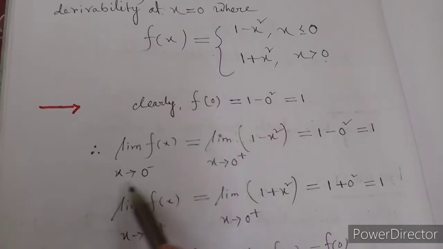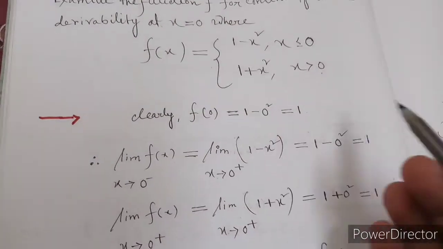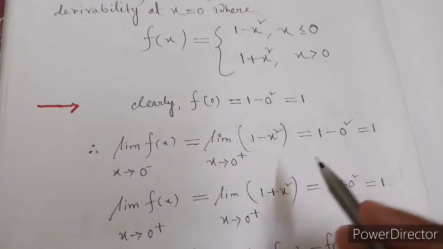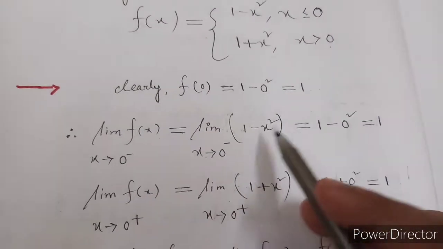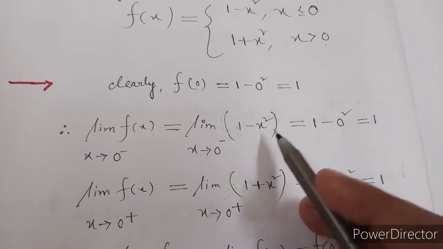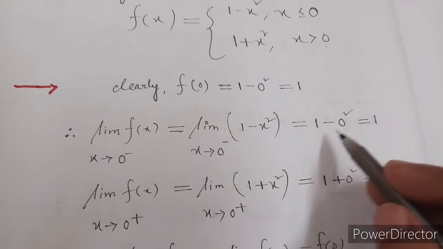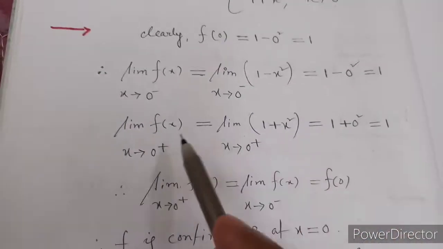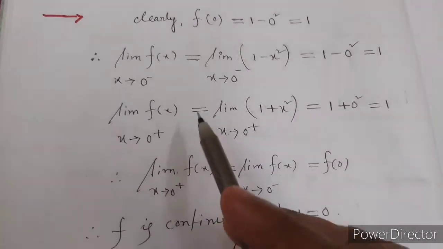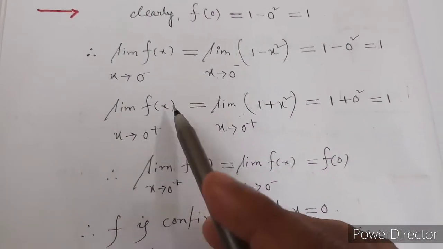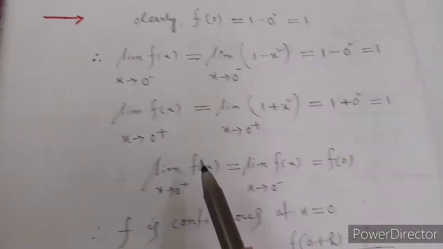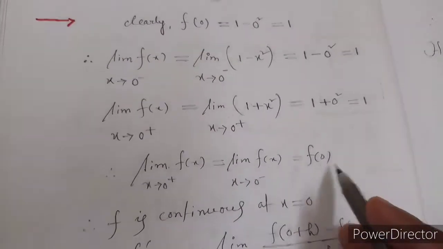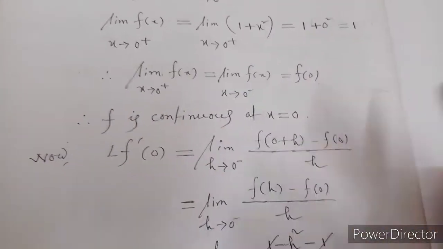Now the limit as x tends to 0 minus of f(x), that means the left hand limit, should be the limit as x tends to 0 minus of 1 minus x square. So put x equal to 0 here, so 1 minus 0 square equal to 1. So the left hand limit at x equal to 0 of f(x) should be 1. Got it? So right hand limit equals left hand limit equals function value. So it's clearly continuous at x equal to 0.